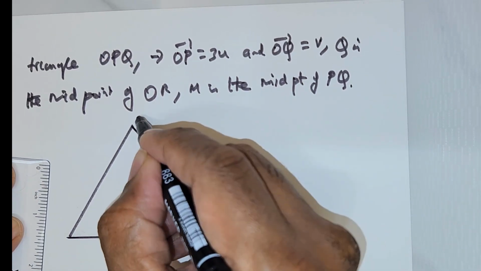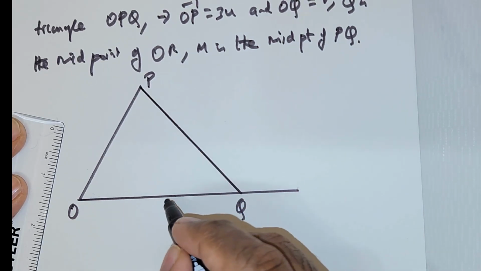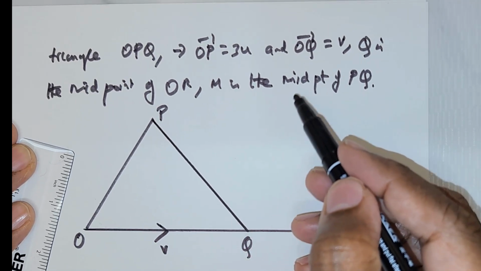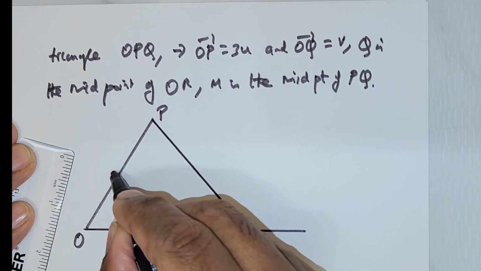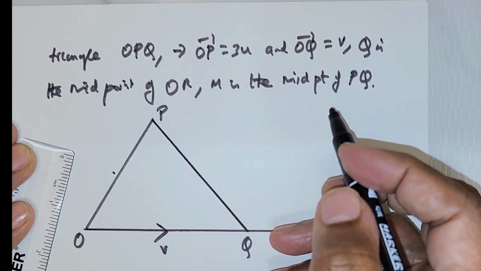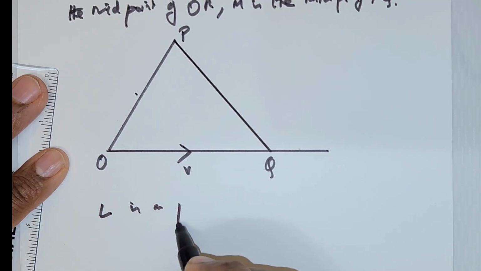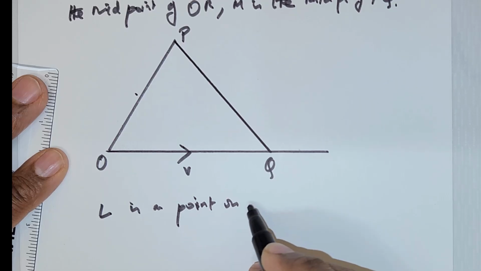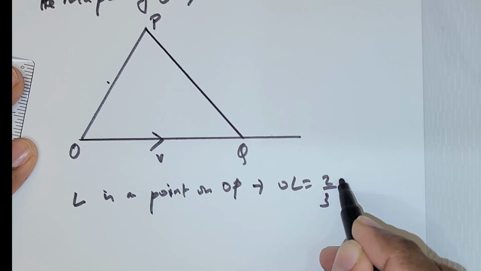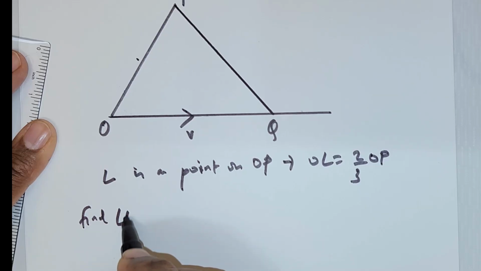And this is POQ and OQ is V vector and OP is 3U. Now we are given that L is a point on OP such that OL is 2 over 3 times OP. Now we are asked to find LM vector.